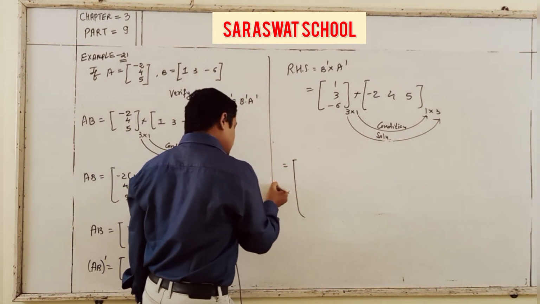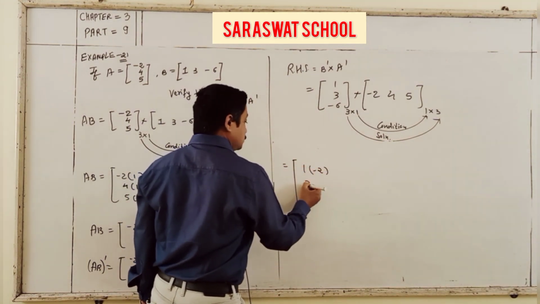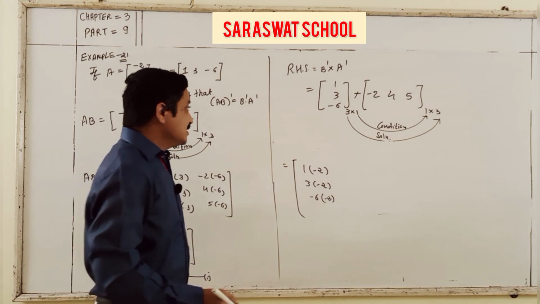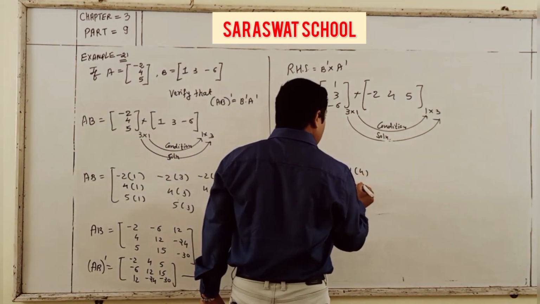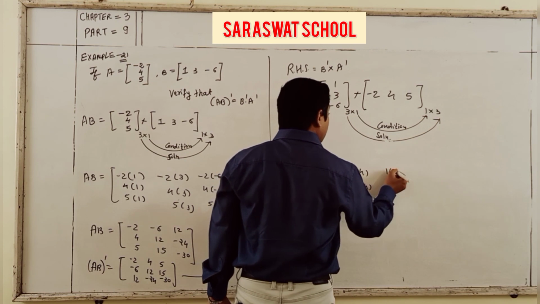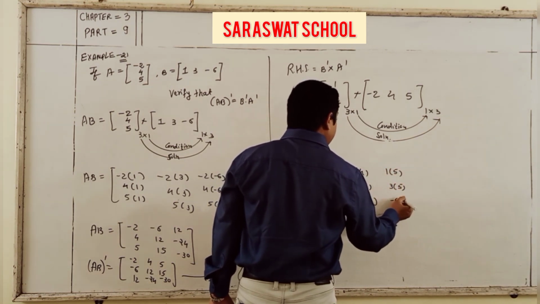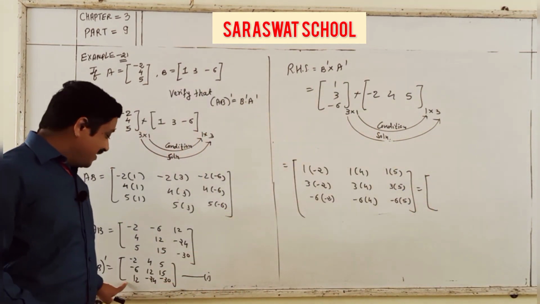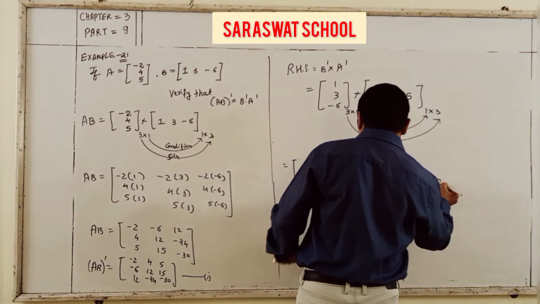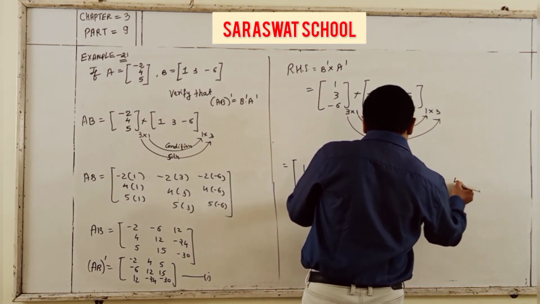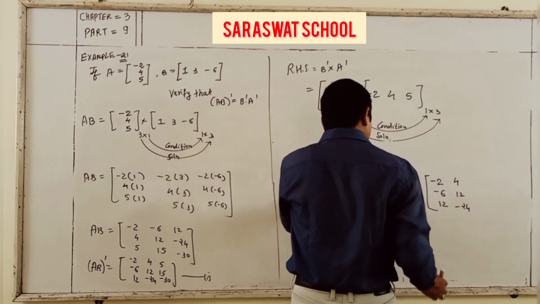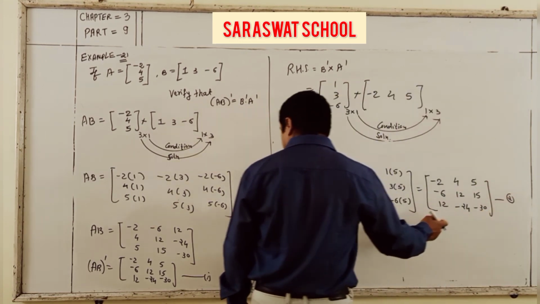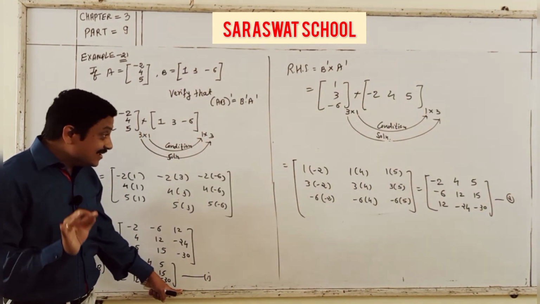So you will start the process: 1 with minus 2, 3 with minus 2 and minus 6 with minus 2. Similarly, 1 with 4, 3 with 4, minus 6 with 4, 1 with 5, 3 with 5 and minus 6 with 5. You check this answer: similarly minus 2, minus 6, 12, 4, 12, minus 24 and last 5, 15 and 6, 5 is 30. Check this answer and that answer are exactly the same.